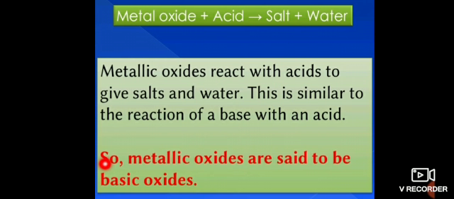Metal oxides react with acids. It gives salt and water. Dear children, metallic oxides react with acids to give salts and water. This is similar to the reaction of a base with an acid. So, metallic oxides are said to be basic oxides.